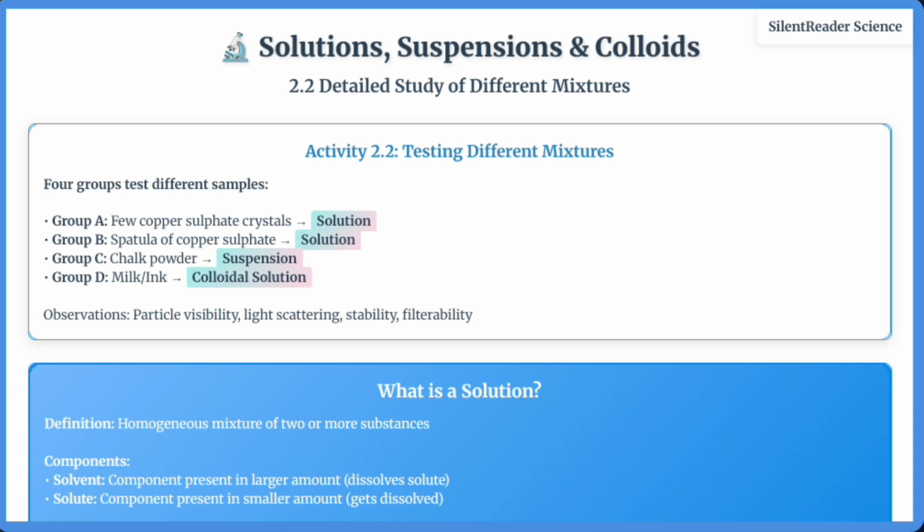Suspensions are heterogeneous mixtures with large particles that settle down and can be filtered. Colloids appear homogeneous but are actually heterogeneous with medium-sized particles that scatter light. This light scattering is called the Tyndall effect. Understanding these differences helps us explain why milk appears white and cloudy while salt solution appears clear.